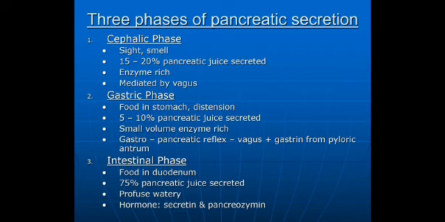The intestinal phase is the most important phase. It is mainly regulated by hormones, secretin and cholecystokinin, also called pancreozymin. Whenever there is food in the stomach, this intestinal phase occurs when the acid in the intestine stimulates the bicarbonate rich pancreatic secretion by the action of secretin.